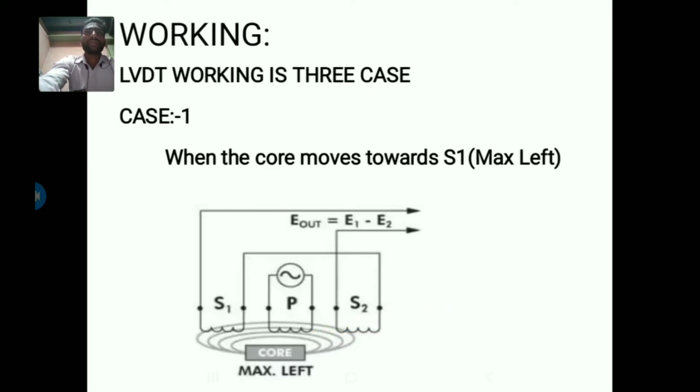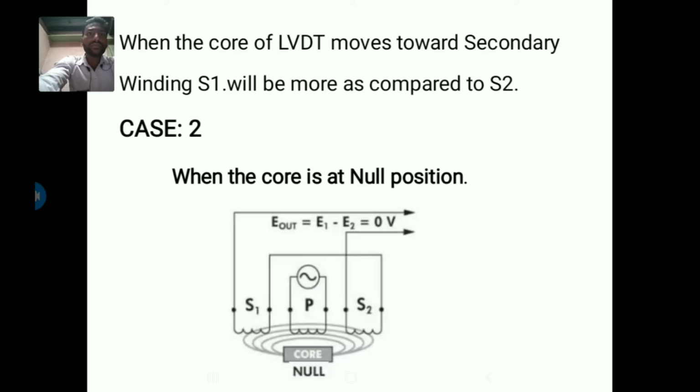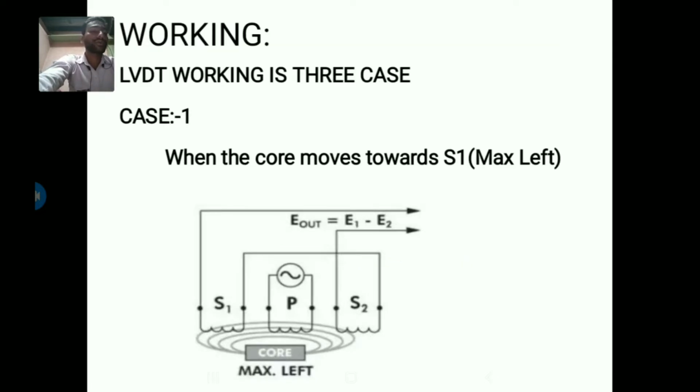Next, working of LVDT. The LVDT works on the mutual induction principle. There are three cases. Case 1, when the core is moved towards S1, the maximum left side. You can see this diagram. When the core of LVDT moves towards the left, the flux linkage with secondary winding S1 will be more compared to S2. This means the EMF induced in S1 will be more than the induced EMF in S2. The net differential output voltage E0 equals E1 minus E2, which will be positive.